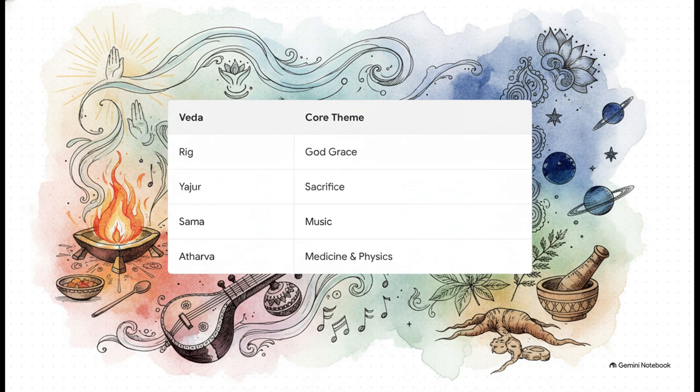Then we have the Yajurveda, which essentially serves as a manual for the sacrifice process and rituals. Next is the Samaveda, and this one is deeply tied to the Rigveda, but it turns those verses into lyrical, melodious music. Finally, there's the Atharvaveda, containing early knowledge of medicine, spells, and the physical world. Just a quick note, the first three, Rig, Yajur, and Sama, are collectively honored as the Veda triad.